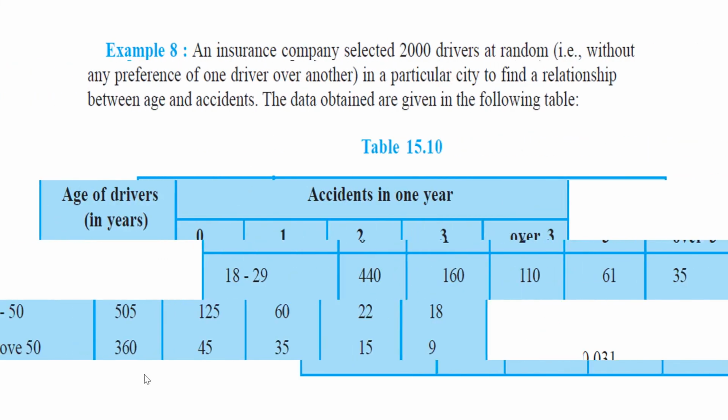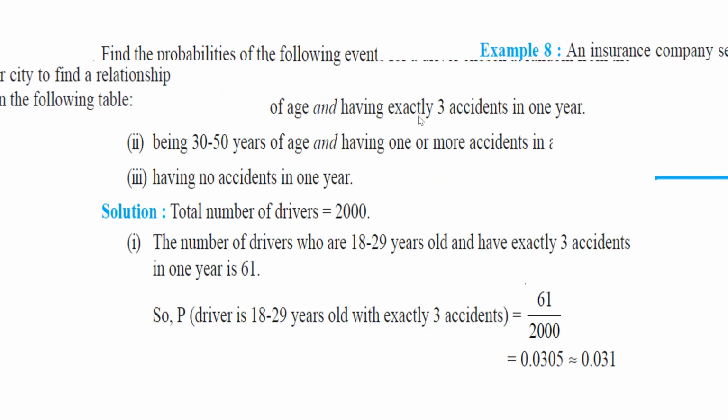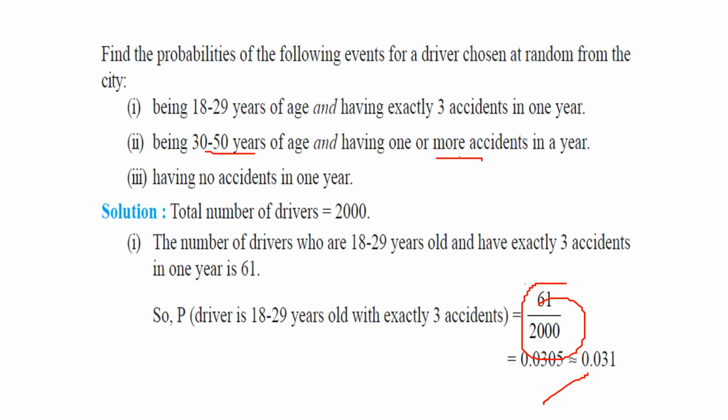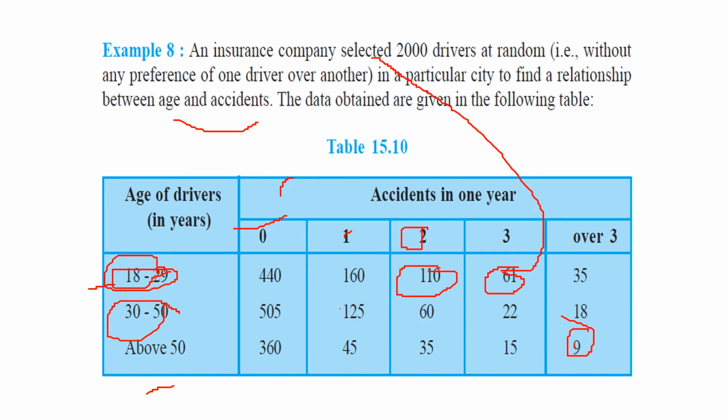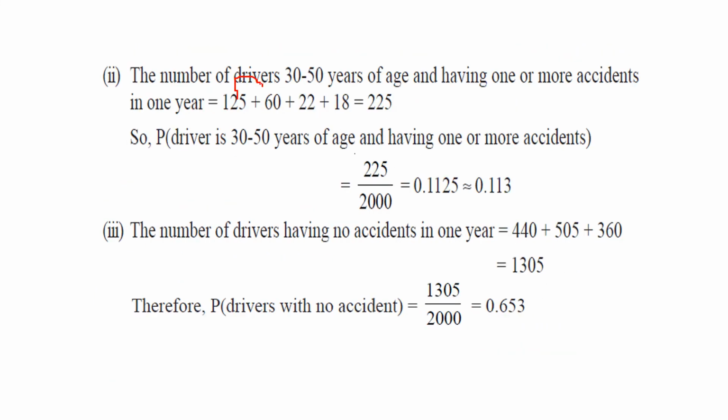Being 30 to 50 years of age and having 1 or more accidents in a year. So 30 to 50 and having 1 or more accidents. We have to add all of these: 125 plus 60 plus 22 plus 18, because this is 1 or more. So we get 225. This is the number of favorable cases, or you can say the number of times the event occurred in these trials, and this is the total number of cases, which gives 0.113.